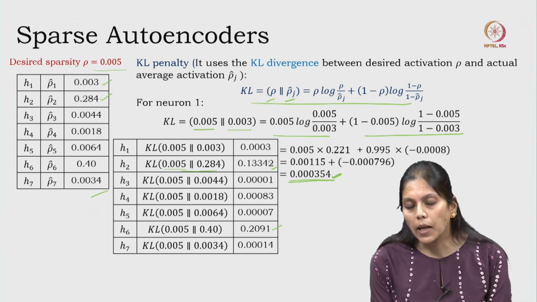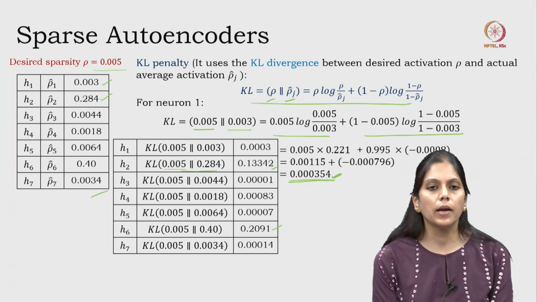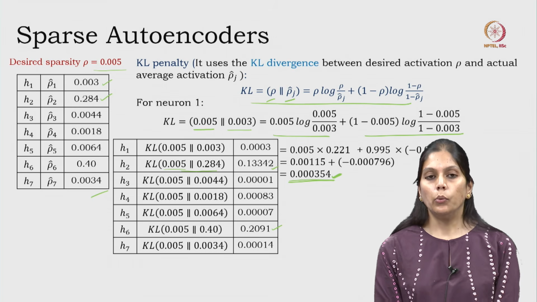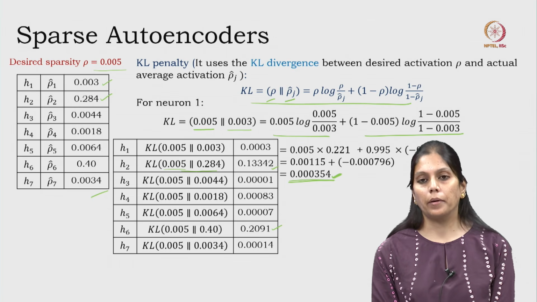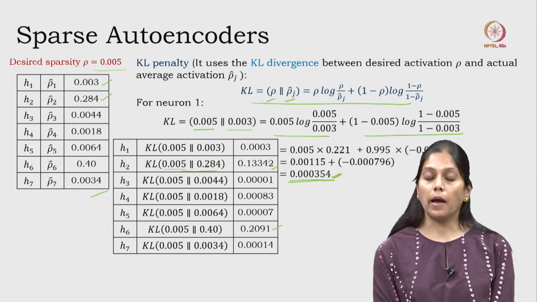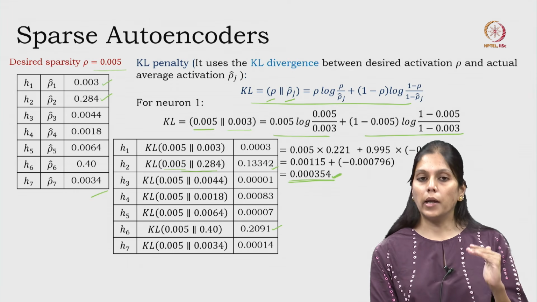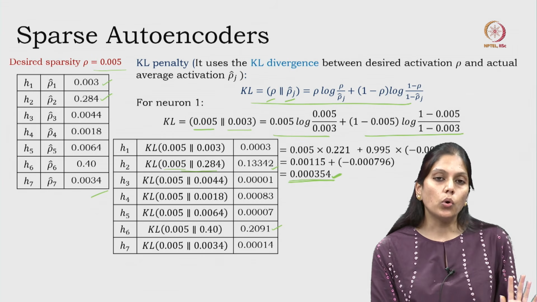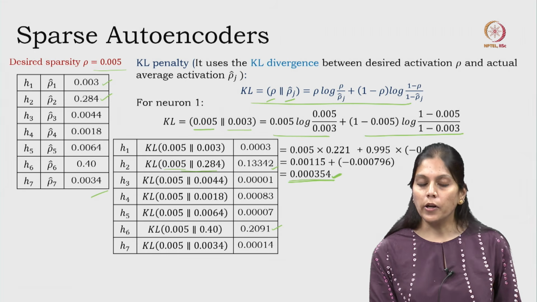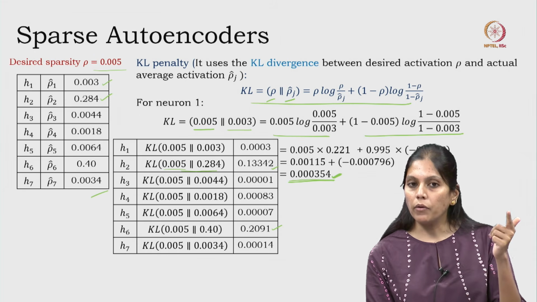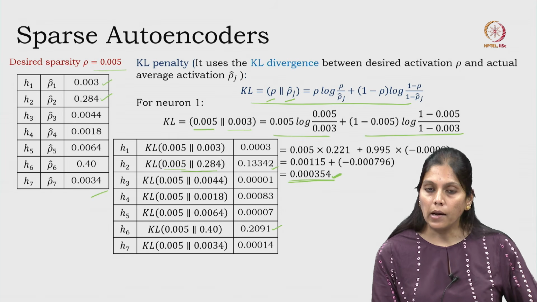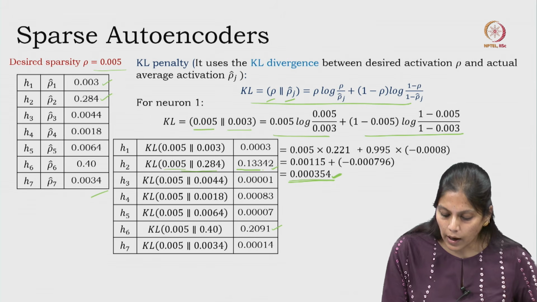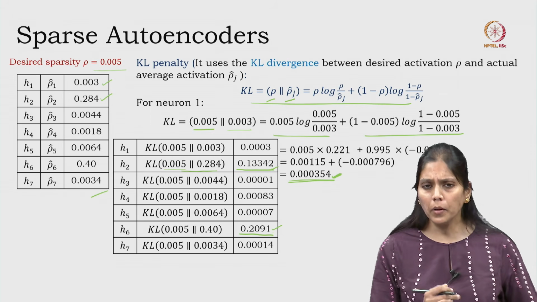So from this table, what are we understanding? Clearly we are understanding that H2 and H6 are the neurons with the highest average activation. Considering the average activation, we see H2 and H6 are active the most number of times. So we don't want that; KL divergence doesn't want that. If that is the case, more penalty should be given for H2 and H6. Is it not? It is mathematically proved here. The penalty is high for these two neurons.